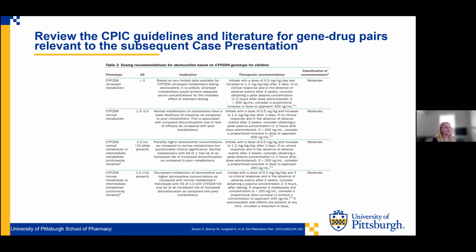I just wanted to bring our attention to the specific recommendation for atomoxetine in children. This will be relevant for the case presentation later on for CYP2D6 normal metabolizers with an activity score that ranges between 1.5 to 2.